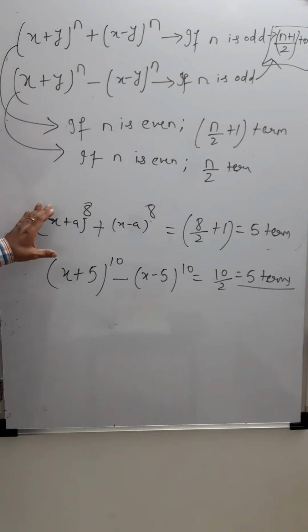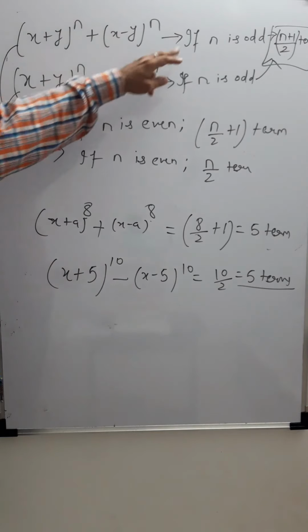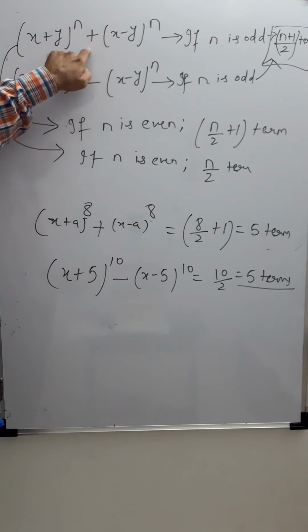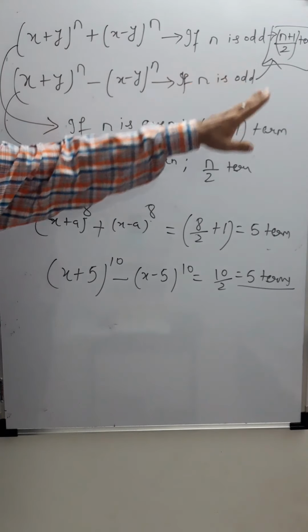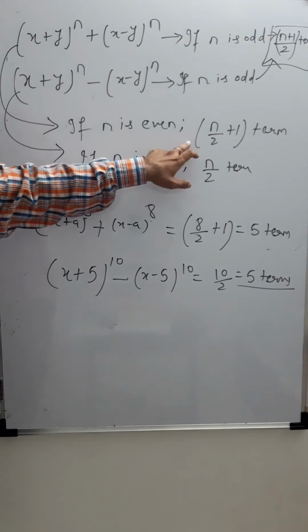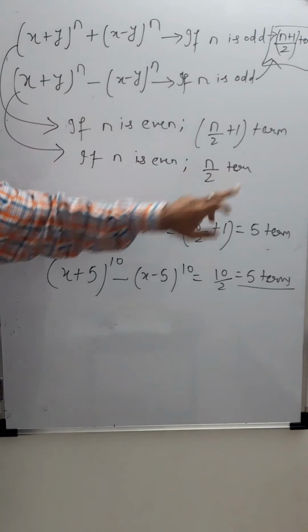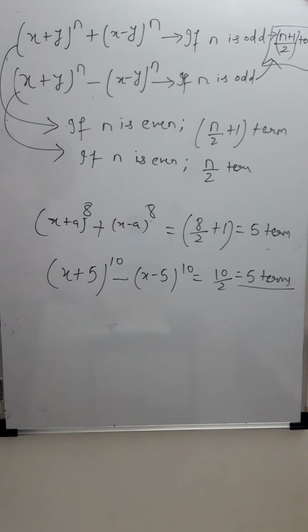Fine. So this result, if you remember, it came in the NDA, where we have to find the total number of terms after simplification. With the help of these four results, for n odd, plus or minus, the result is the same, (n plus 1) by 2. For even, we have plus: n by 2 plus 1; if it is minus, n by 2 terms. Fine. Now we'll see a couple of questions based on this.